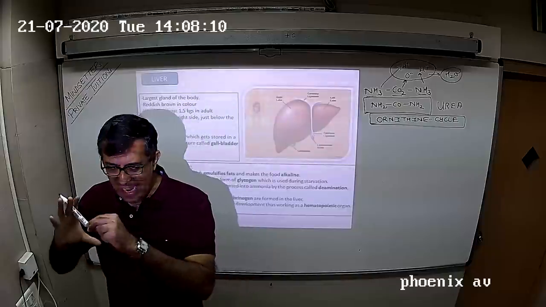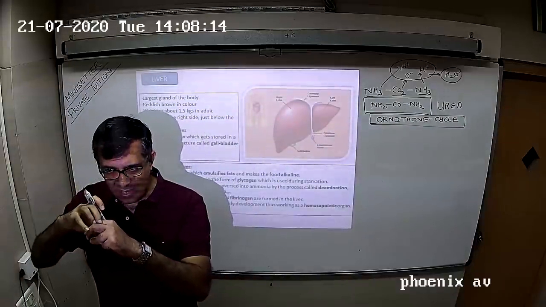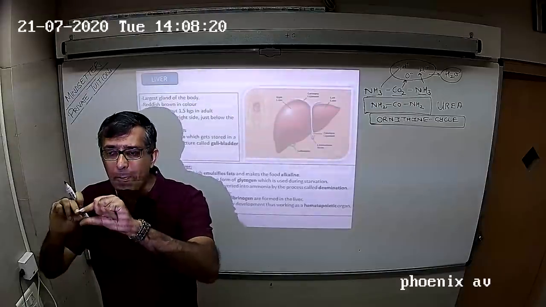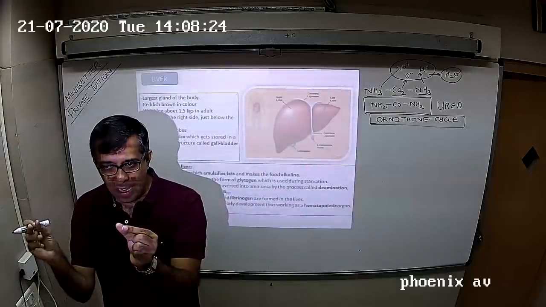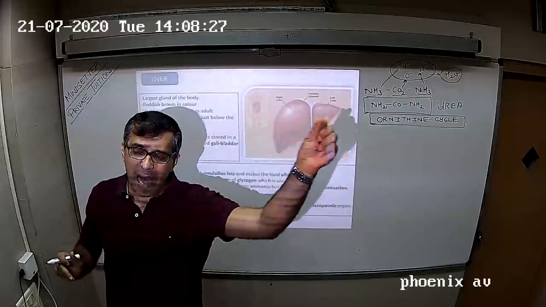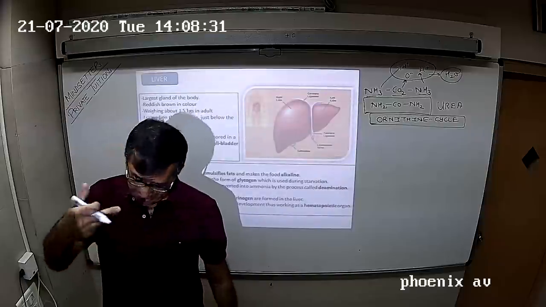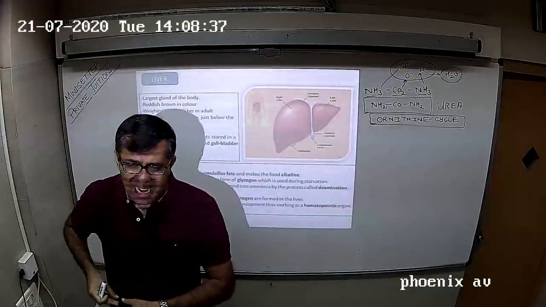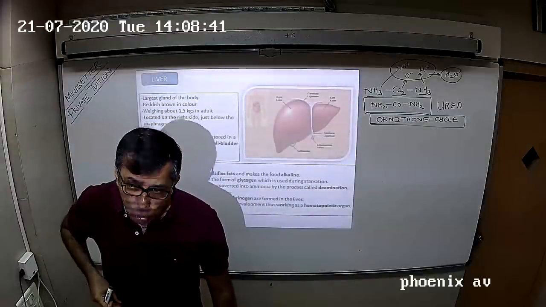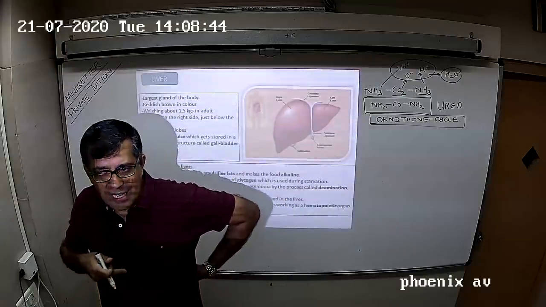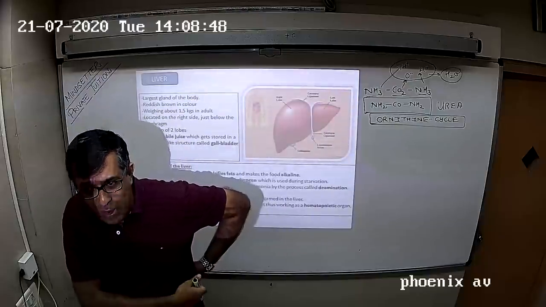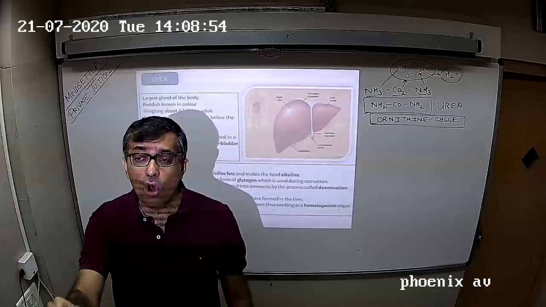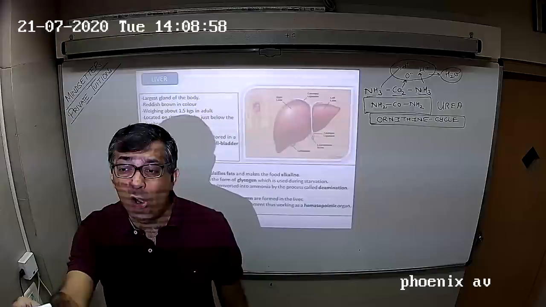So once again, in the liver, Kupffer cells phagocytose old RBC. Usme se nikalta hai hemoglobin. Hemoglobin breaks down to form heme and globin. Heme or iron is transferred back from the liver into the bone marrow, where it is reused for forming new hemoglobin. And globin protein gets converted into bilirubin and bilirubin aapke liver se secrete hota hai and it goes into kidneys and is excreted out in the urine. Bilirubin gives your urine its pale yellow color.